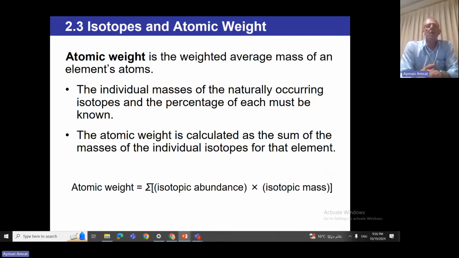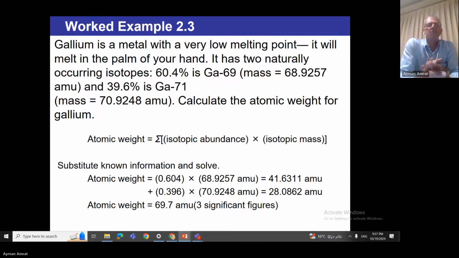Atomic weight is measured by measuring the average mass of all isotopes of an element. The atomic weight is calculated as the sum of the masses of the individual isotopes for that element using their abundance, their percent in nature. For example, gallium has two isotopes. Gallium 69 with abundance percent 60.4 and gallium 71 with abundance percent 39.6.